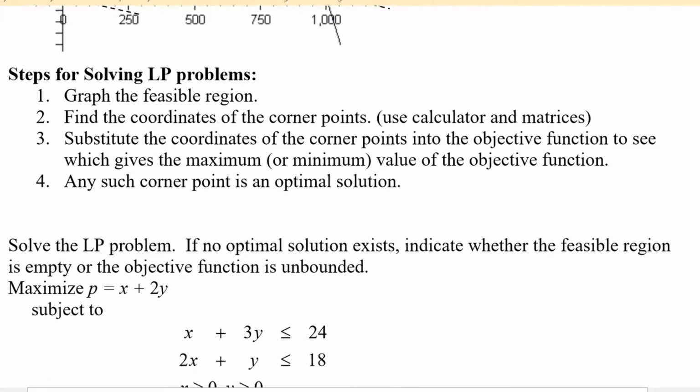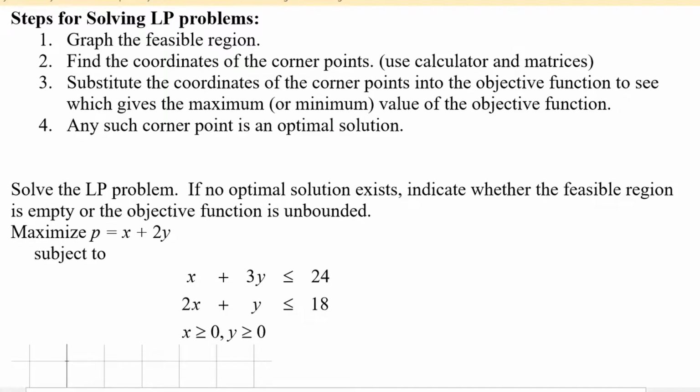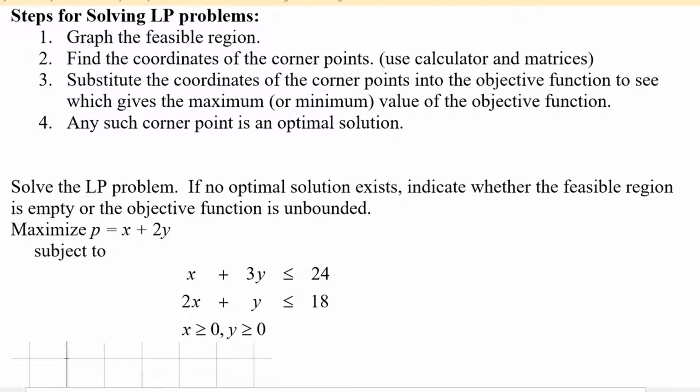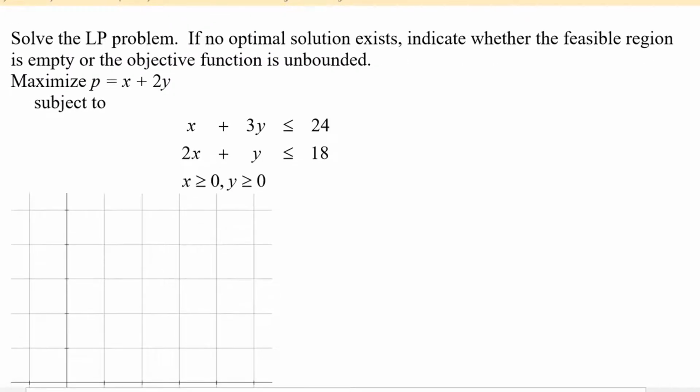Steps for solving linear programming problems. The first step is to graph the feasible region, then find the corner points, and I'll talk about how we can use our calculator and matrices to do that. And then substitute the corner points into the objective function to see which gives the biggest value. And then once we do that, find the largest value, that's the optimal solution. So let's do an example.